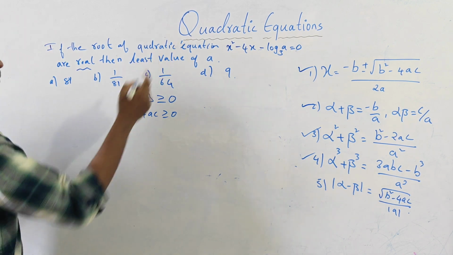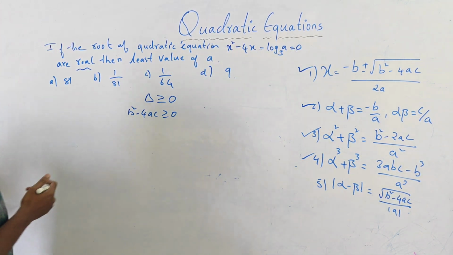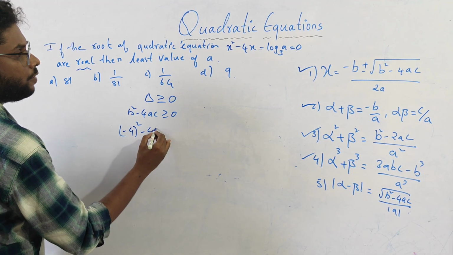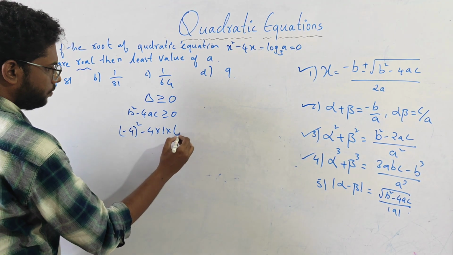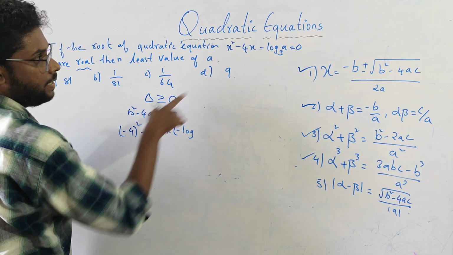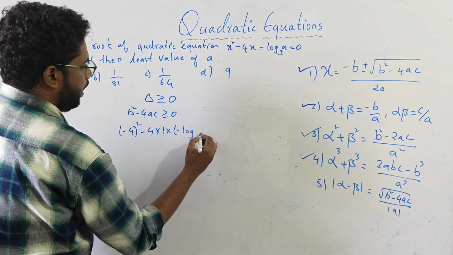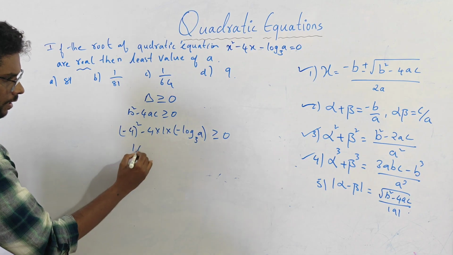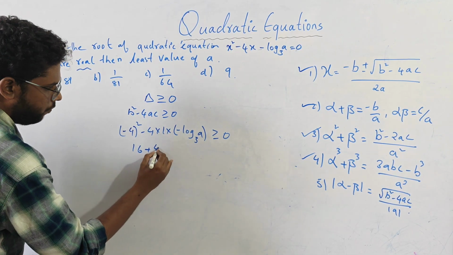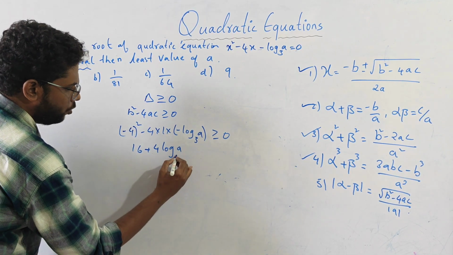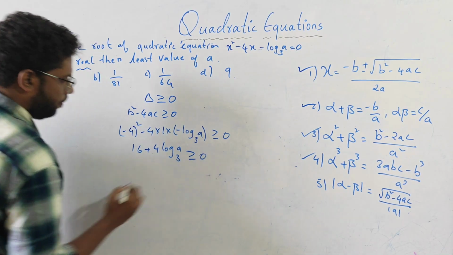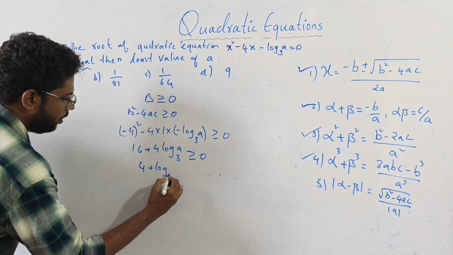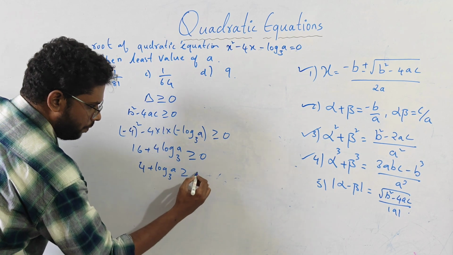Now right here, what is b? It is already in the quadratic standard form. Write down what is b: that is minus 4. So (minus 4) square minus 4 into a into minus log a to the base 3 should be greater than or equal to 0. So 16 minus into minus will be plus 4 log a to the base 3, greater than or equal to 0. Take 4 common, what you get? 4 plus log a greater than or equal to 0.